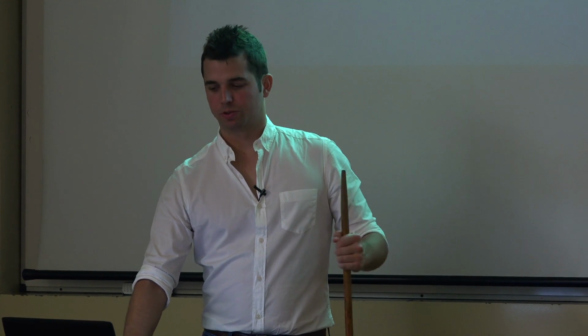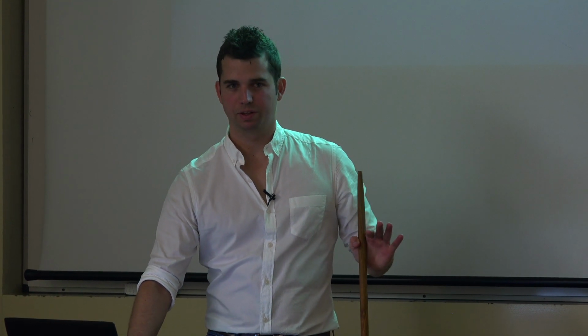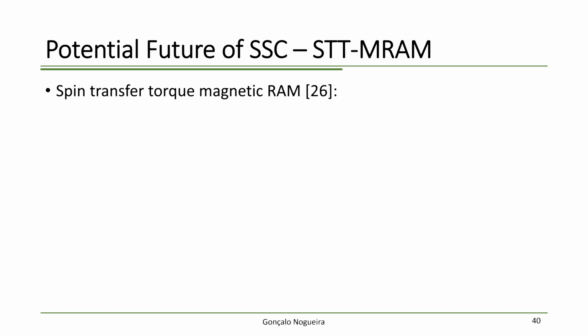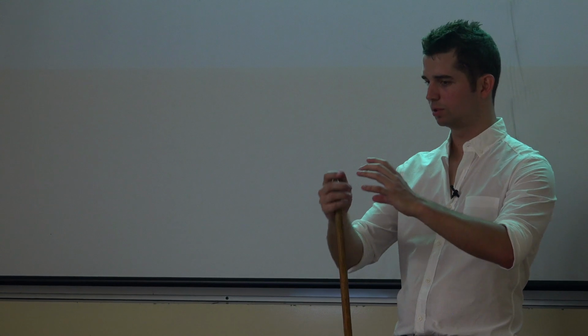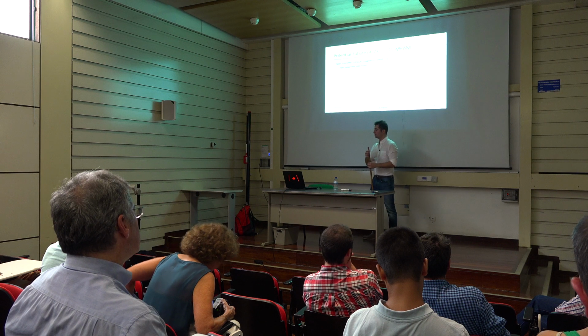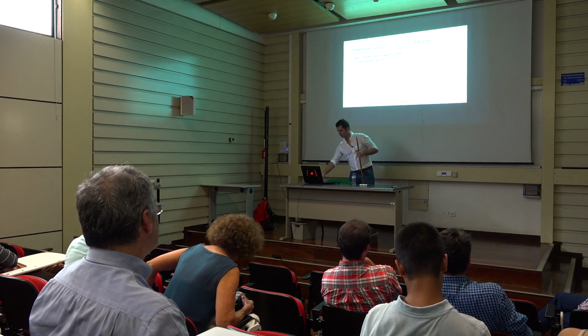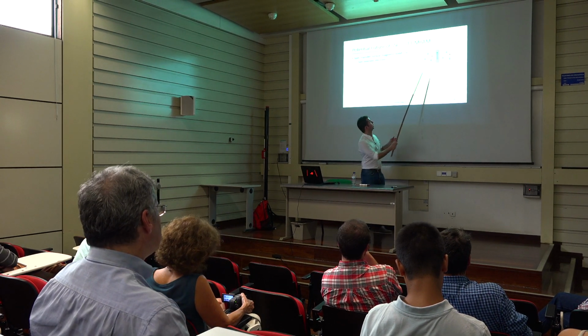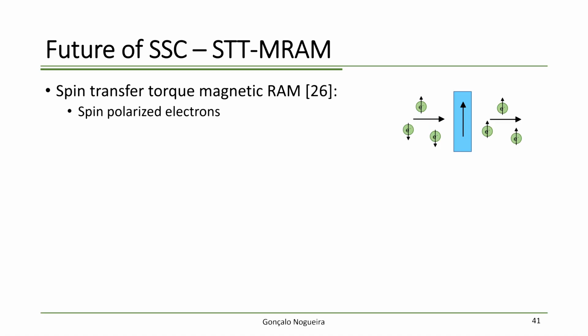Now on to spin transfer torque. This idea is based on quantum mechanics and uses spin polarized electrons. Electrons have an intrinsic property called spin, and this spin is either up or down, just to simplify it. When you pass the electrons through a ferromagnet with a certain magnetization, what you get is this. They all align with the magnetization of the ferromagnet.